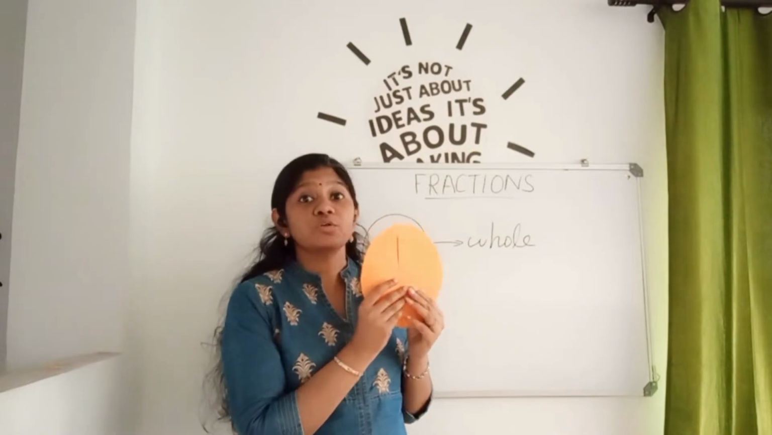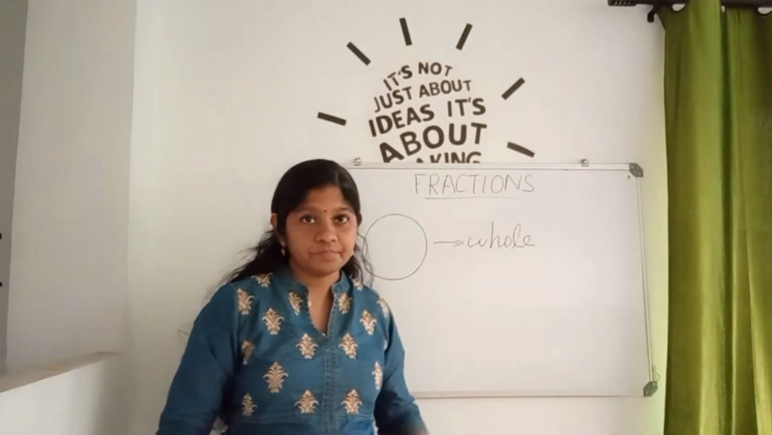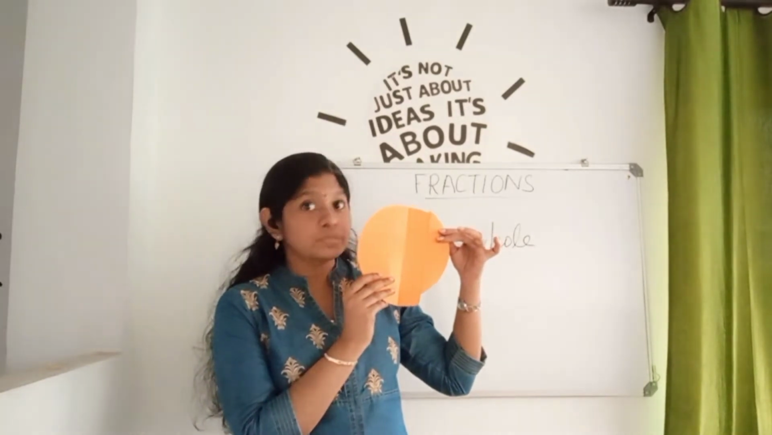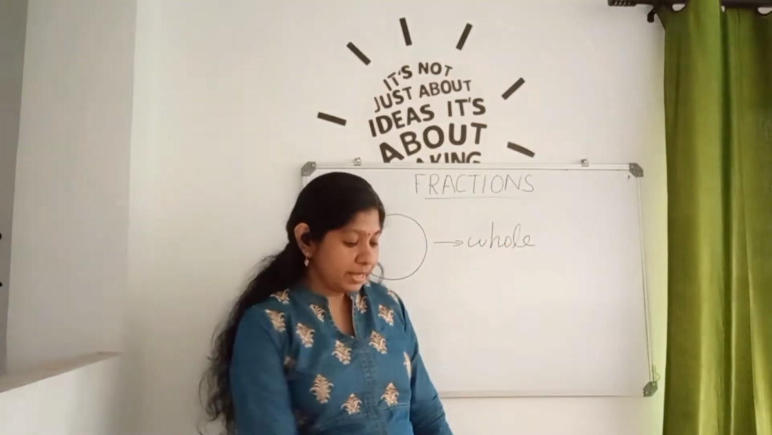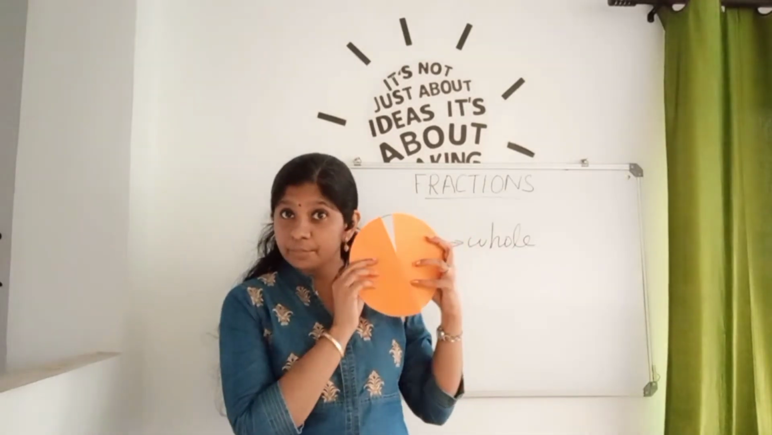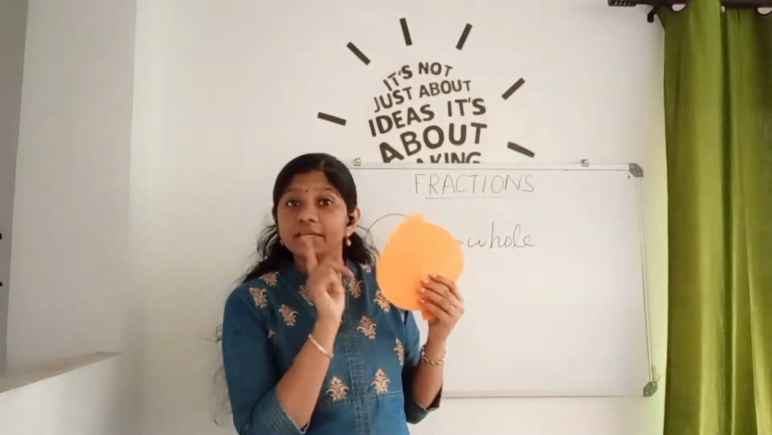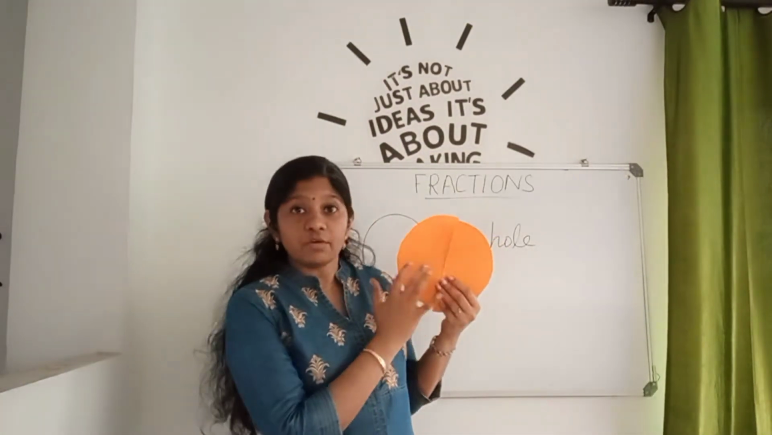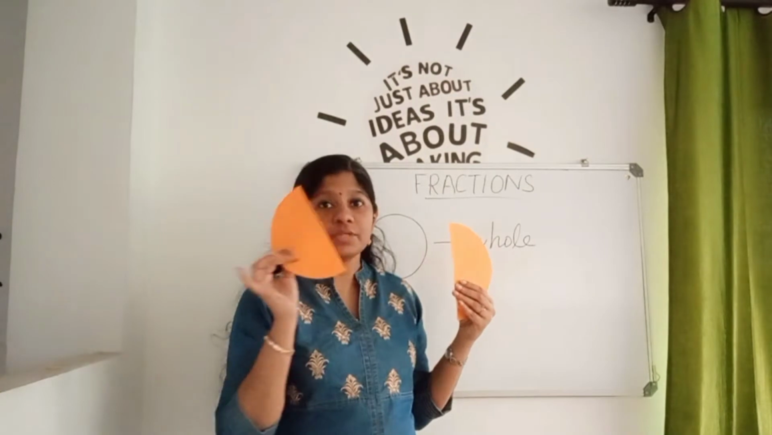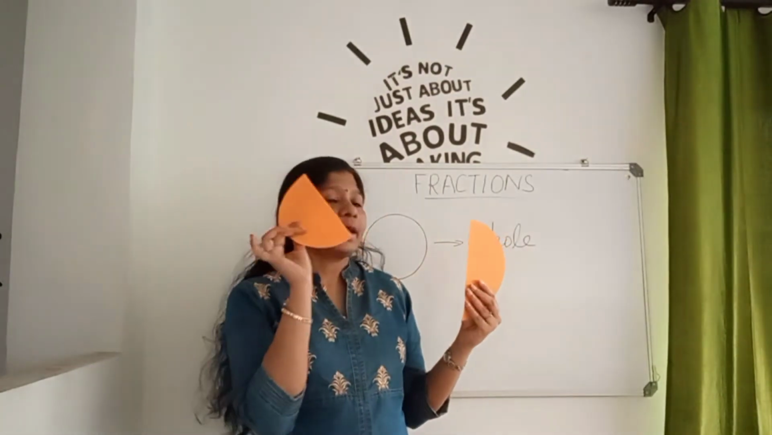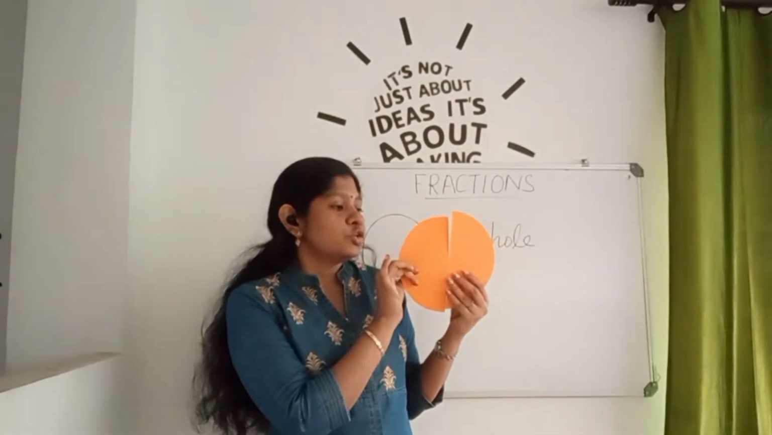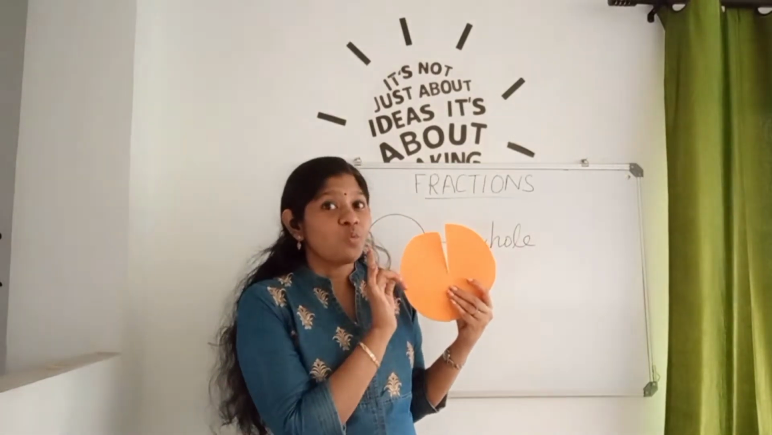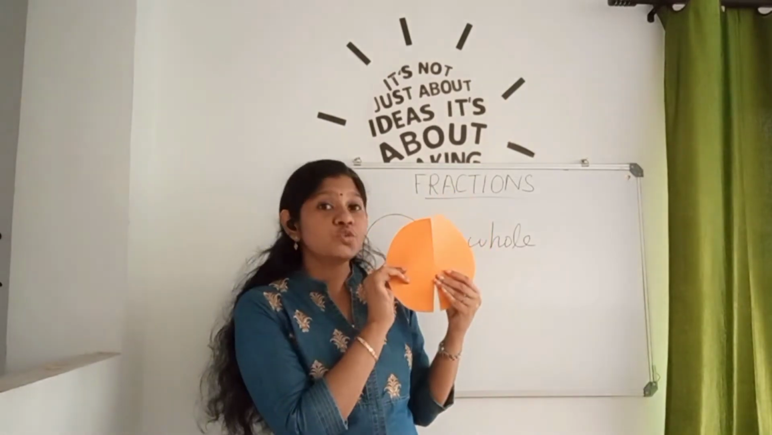Now, suppose I am not cutting it into equal parts. See, like this. If I am cutting it like this, can we say they are halves? No, it should be equal. So, always remember when we are dividing, divide it into equal parts. Now, there are two equal parts, and from this, I am taking one part. So, I am taking one part from two equal parts. So, the fraction is 1 by 2.